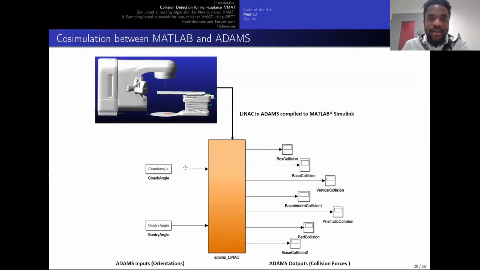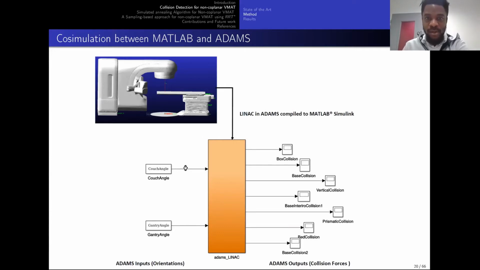So in the end, after the assembly, we have the LINAC equipment in Adams that looks like this on the top left-hand side. And this model in Adams can be compiled to a Simulink plant that we can send a command from MATLAB to. So the commands that we send as input are orientations. These orientations will move the system to a specific configuration. And then from there, we can read the force elements as collision forces. We can measure this at the output of this plant.